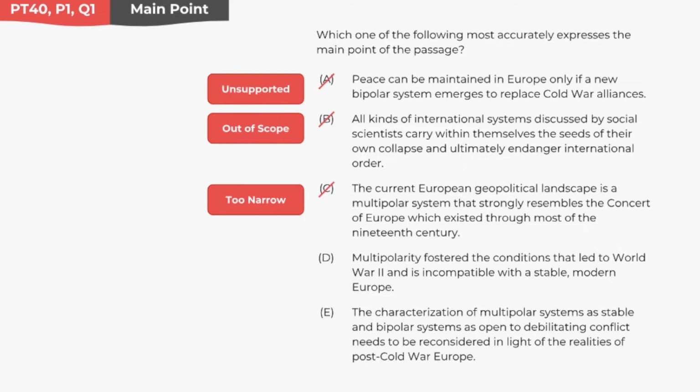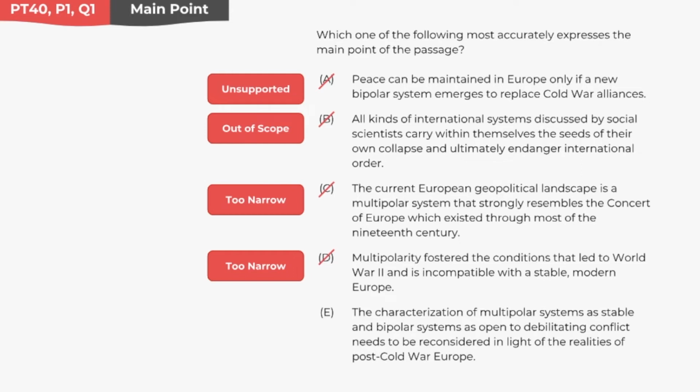Answer choice D says that multipolarity fostered the conditions that led to World War II and is incompatible with a stable modern Europe. Again, this does not represent the idea that there's a reassessment that's needed. It's simply taking a point that was made in the passage and regurgitating it, but it's too narrow to be the main idea. So hopefully answer choice E looks good.